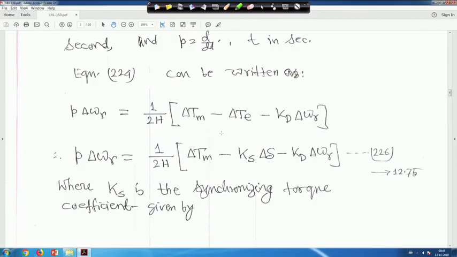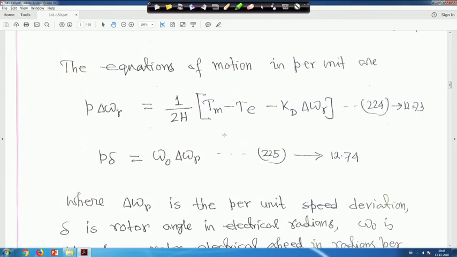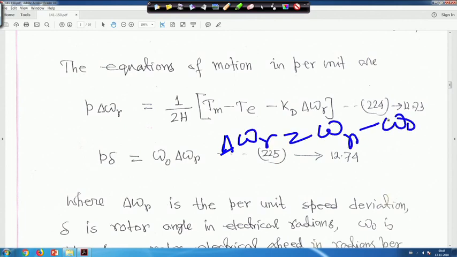Okay, we are back again. So, this looks a little bit funny, no? But the question is that it is something like this. Actually, we know that delta omega r is equal to omega r minus omega 0, which we have seen earlier.